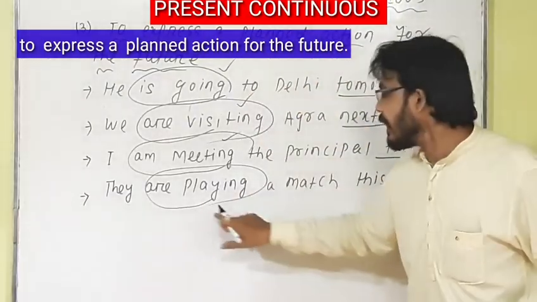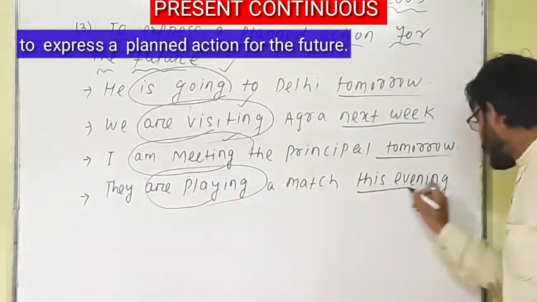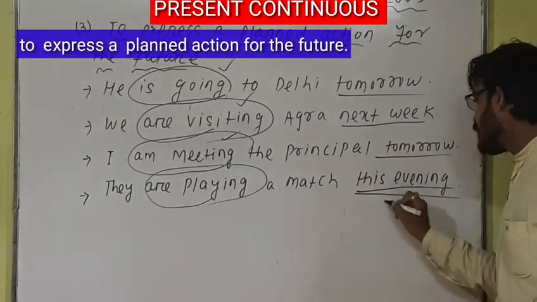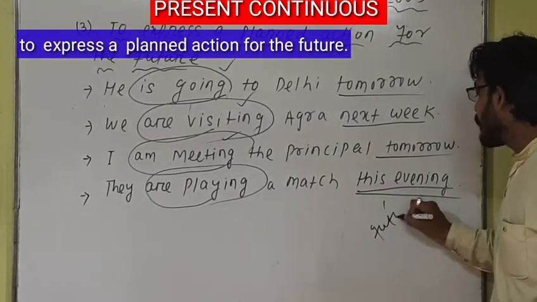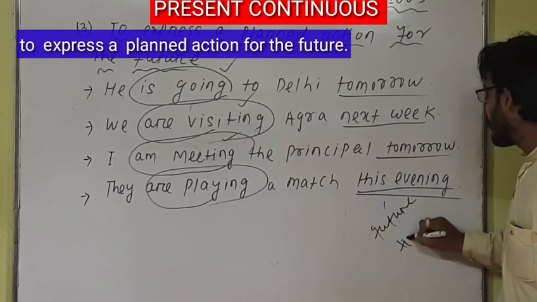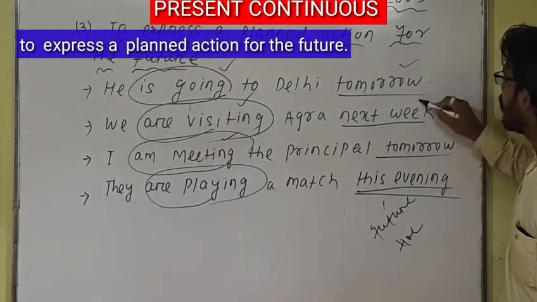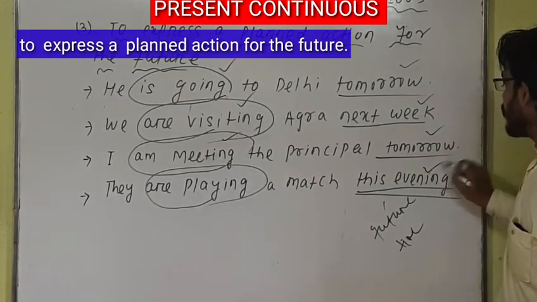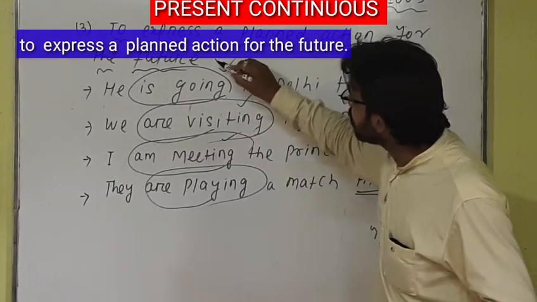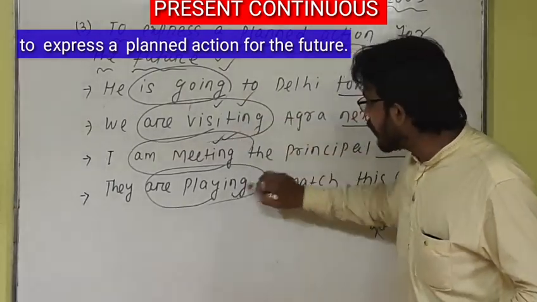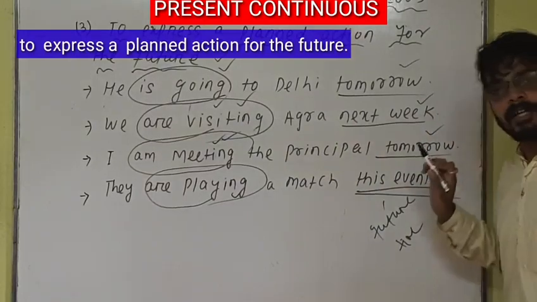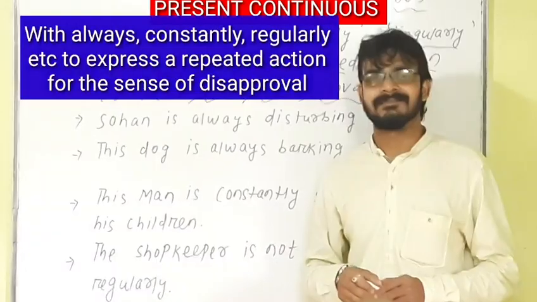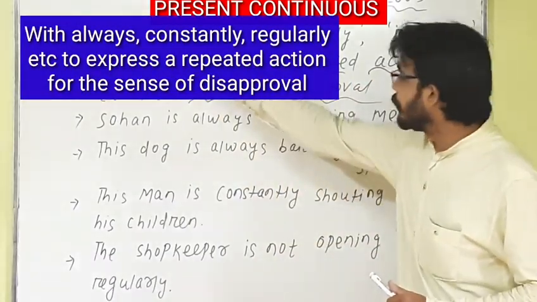future. Clear? They are playing a match this evening. This evening means this is the future. This evening is future time. Okay? Future time. These all are future time: tomorrow, next week, then this evening. These are the present progressive used to indicate the action in the near future. Okay? The next use is which?